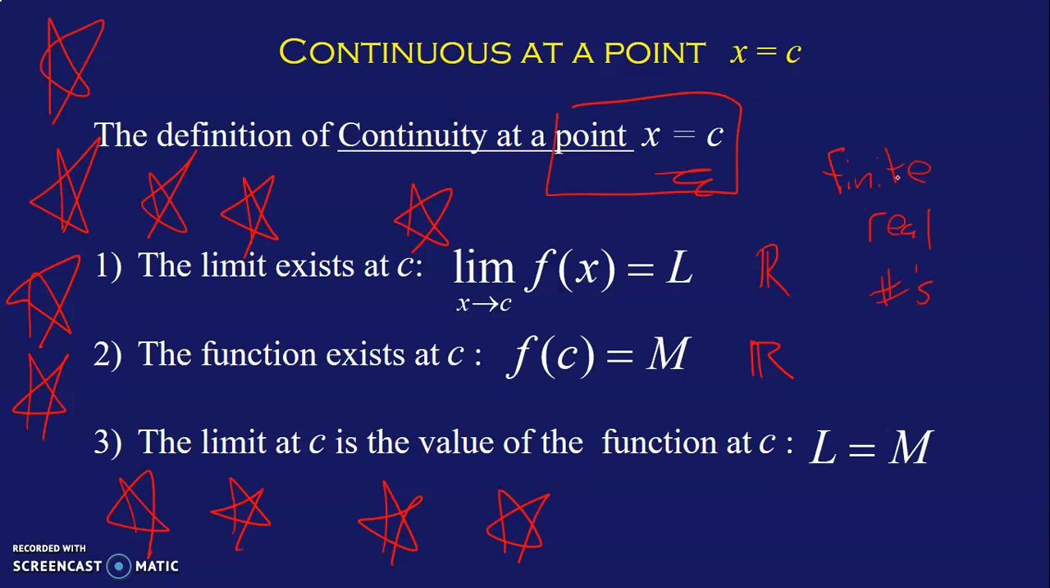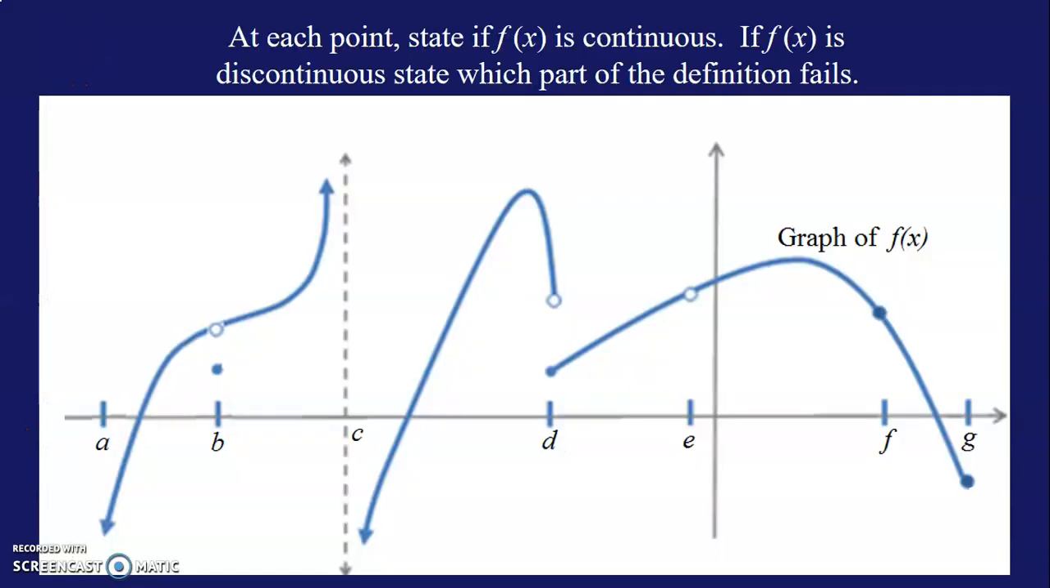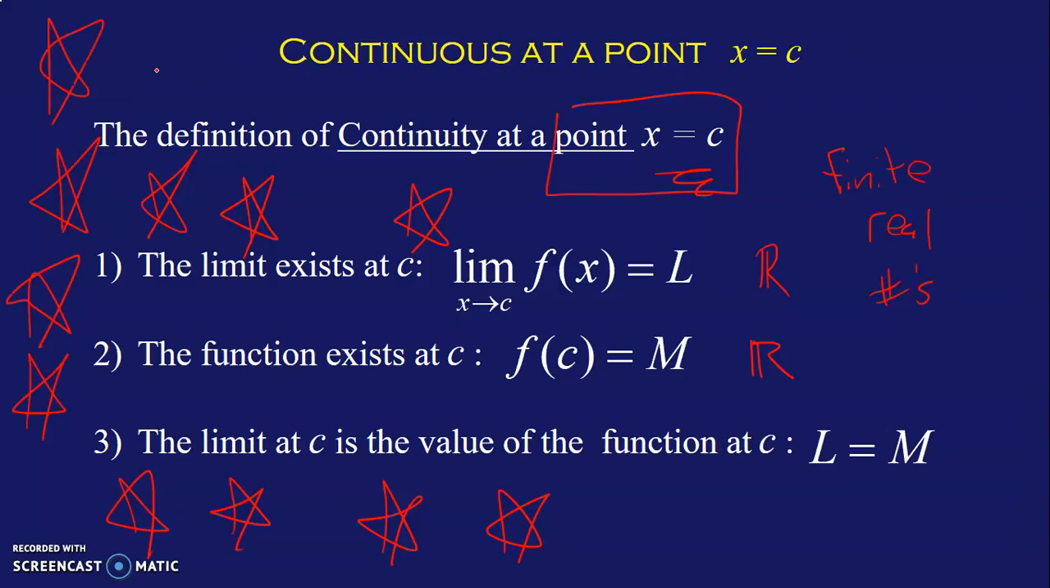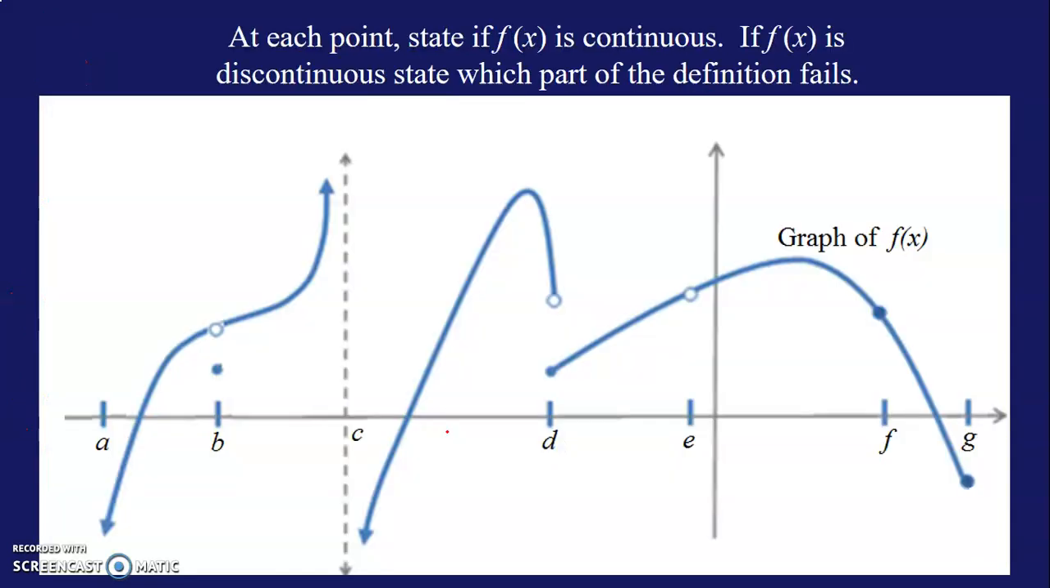Okay, so let's look at a graph and think about it. I want you guys to think about the different x values, a, b, c, d, e, f, and g, and think to yourself at each of those points, is f of x continuous? And if you think it's not continuous, tell me specifically which piece is not true. So does the limit not exist? Does the function not exist, or do they both exist but they're not equal to each other? So I want you guys to hit pause right now and write down what you think the answers are.